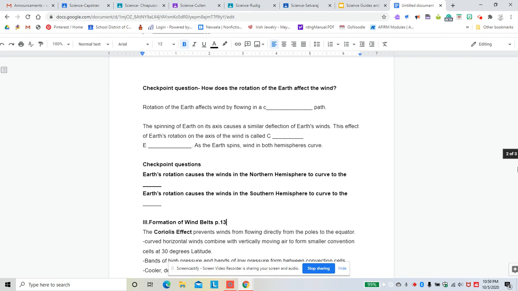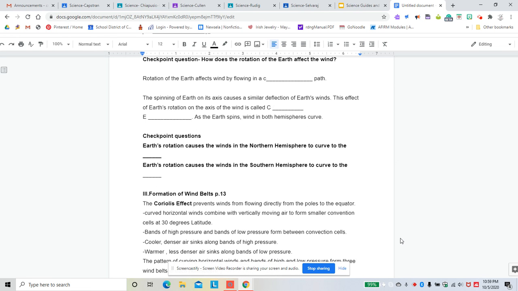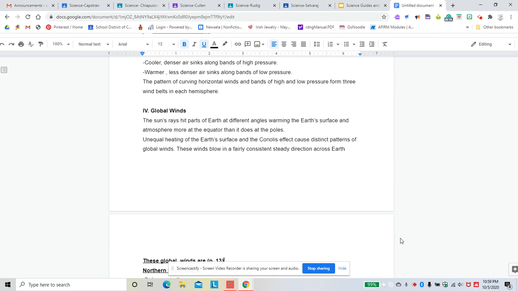Okay, so moving right on down, formation of wind belts, we kind of just talked about that. We're in our last section, global winds, which is still on page 13. Global winds. The sun's rays hit parts of the earth at different angles. Because of this, the sun warms the earth's surface and the atmosphere more at the equator than it does in any other place on the earth.